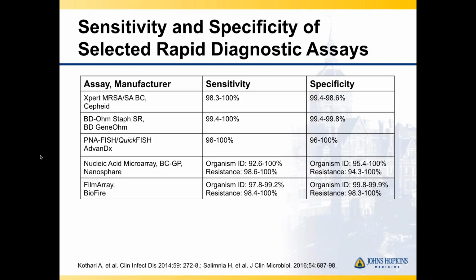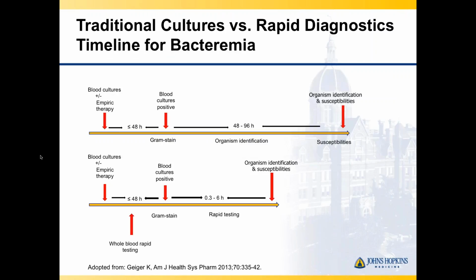Here's some of the sensitivity and specificity of selected rapid diagnostic assays. As you can see, they're pretty sensitive and pretty specific, in the high 90s and 100%. For a couple of them that do organism identification as well as the resistance markers, again, pretty high sensitivity and specificity. You see some ranges, and there are some differences between different organisms. So for example, a lot of these technologies are really good and very sensitive and specific for staph aureus, MSSA and MRSA, but may not be so good for Enterococcus with vanA and vanB genes. So you see a broad range because these are mostly for all of the organisms.